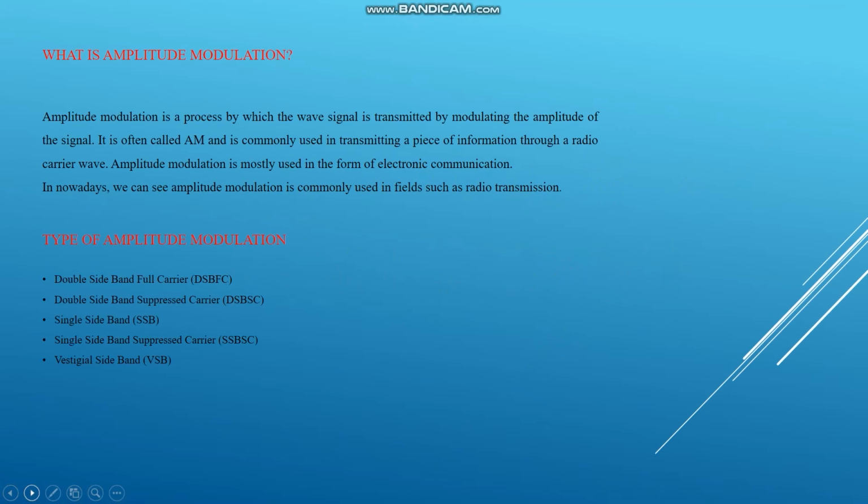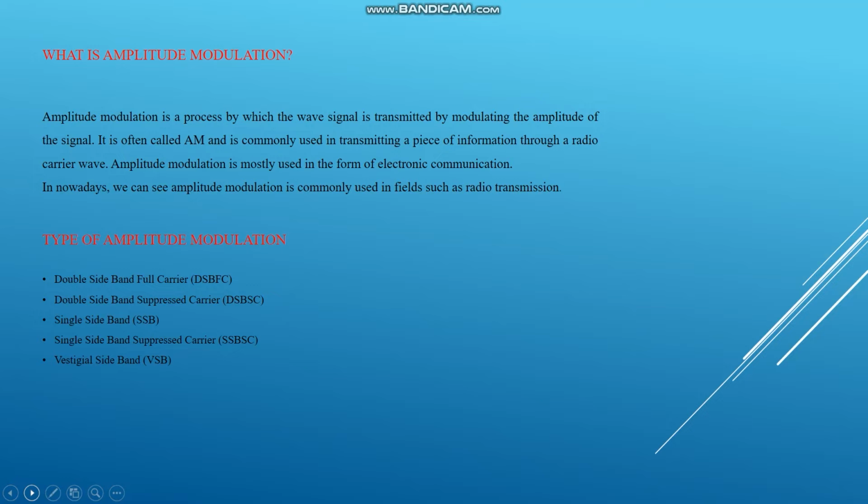So what is amplitude modulation? Amplitude modulation is a process by which the wave signal is transmitted by modulating the amplitude of the signal or the carrier. It is often called AM and is commonly used in transmitting a piece of information through a radio carrier wave. Amplitude modulation is mostly used in the form of electronic communication. Nowadays, we can see amplitude modulation is commonly used in fields such as radio transmission.